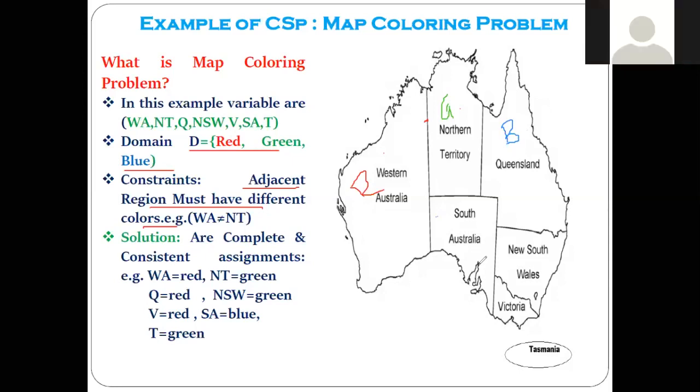You can change the color, sir. Means you need to go back now. You need to backtrack. Yes, backtrack. So when you are using the constraint satisfaction approach, now it is compulsory that we have to use the backtracking technique.